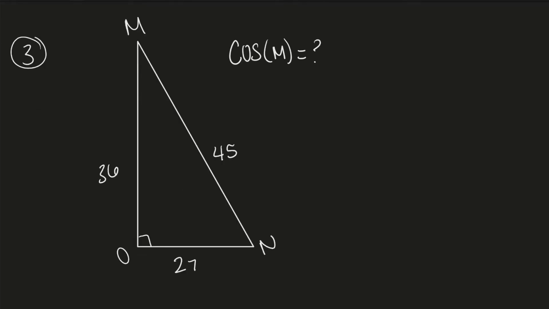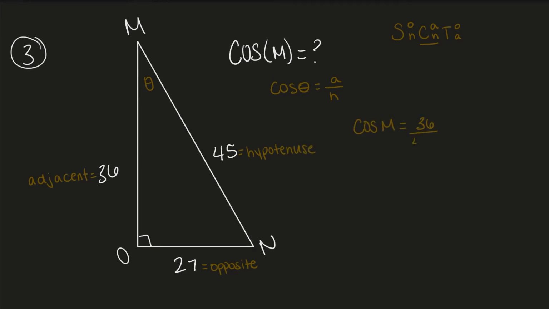Now we have to find the cosine of m. Again, using SohCahToa, cosine is adjacent over hypotenuse. So when our angle is in the upper left-hand corner of our triangle, our opposite side is 27, our adjacent side is 36, and our hypotenuse is 45. So the cosine of m is adjacent over hypotenuse, or 36 over 45, which can be simplified. Both of these numbers are divisible by 9, so our cosine of m is 4 over 5.